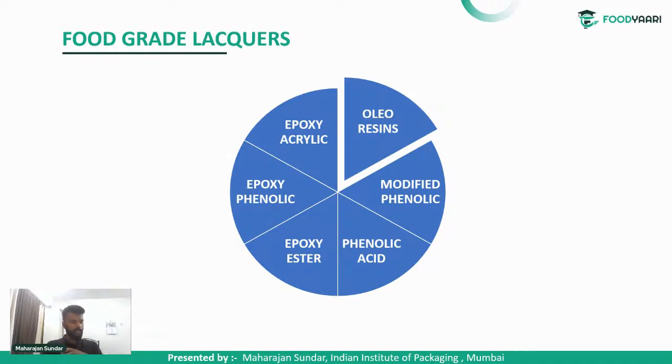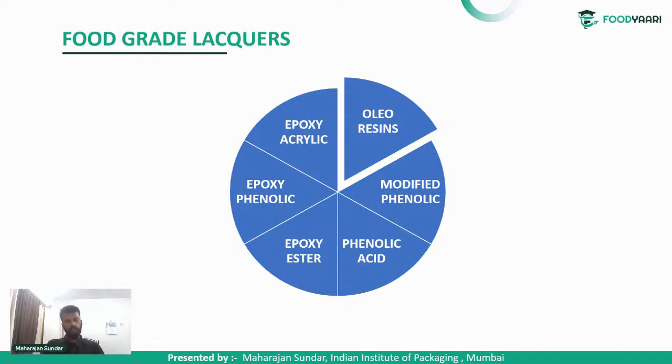All your resins are generally used in packaging of fruits, and fruits in metal containers. And modified phenolics are used for peas, vegetables, meat, etc. And phenolic acid is used for solid meat. And apart from this, epoxy ester, epoxy phenolic, and epoxy acrylics are there.